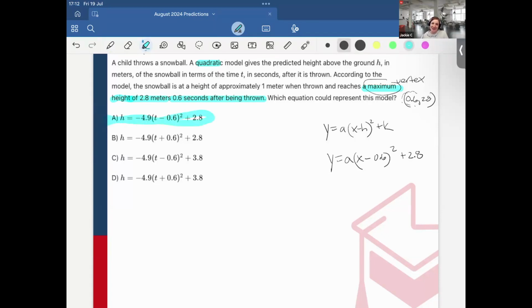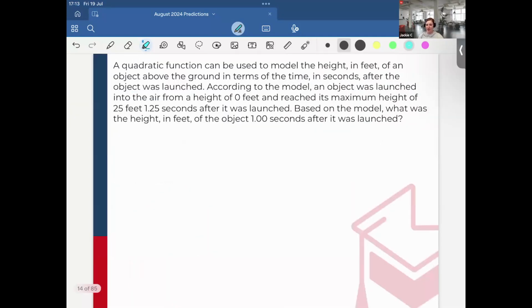And that's it. That's the answer. You see, it's just knowing your vertex form and you can get an easy question like this correct and not worry about losing any points. So moving on to more complicated ones.